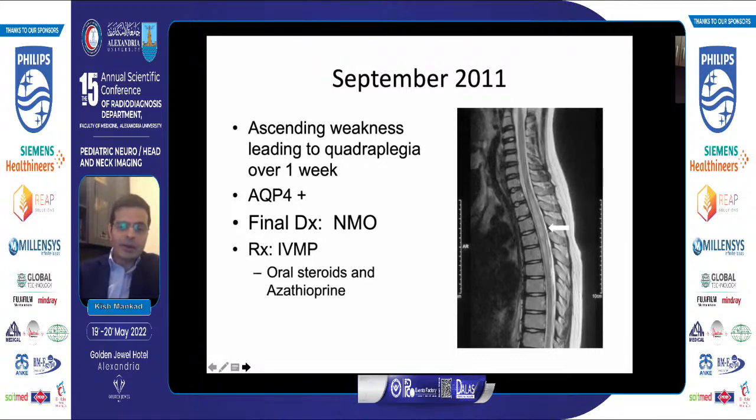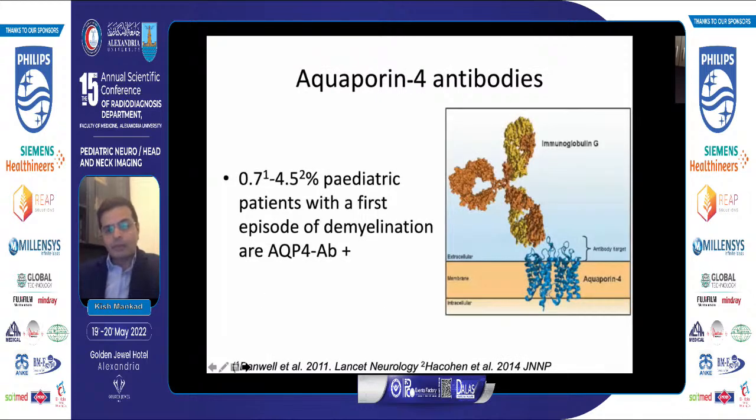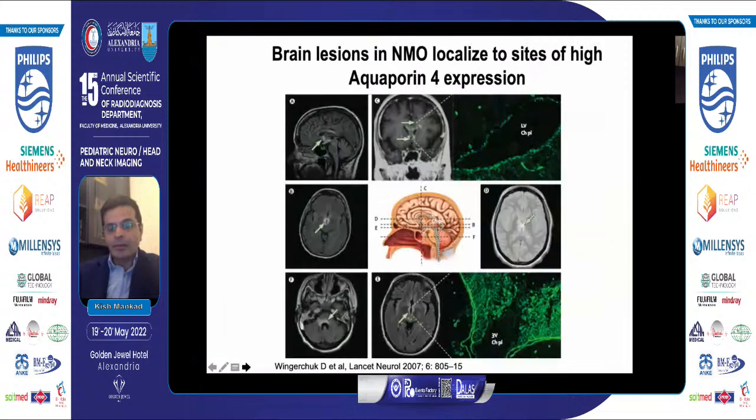The child was commenced on targeted therapy with initial steroids and then steroid-sparing agents like azathioprine, and remained relapse-free for 2 years. So if you look at aquaporin 4, it is basically expressed in the brain. It's a transmembrane protein, and it is not very common in pediatrics in the first episode of demyelination. Of course, at this point in time, we screen people a lot more with these tests rather than sitting and waiting for disease to manifest itself, but it's not easily and commonly expressed.